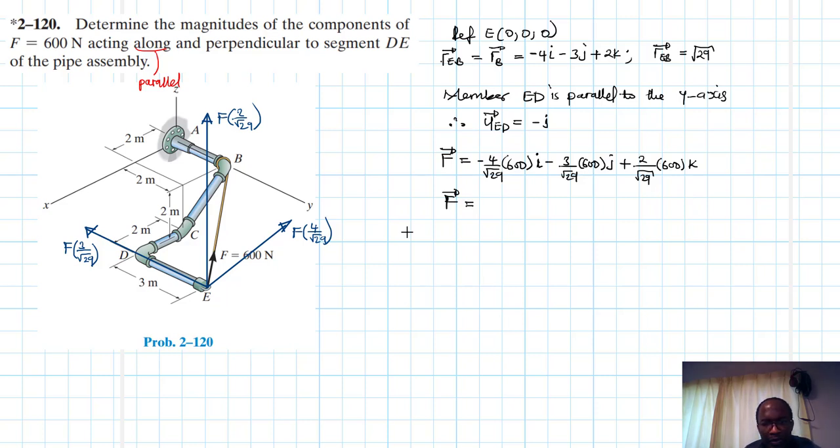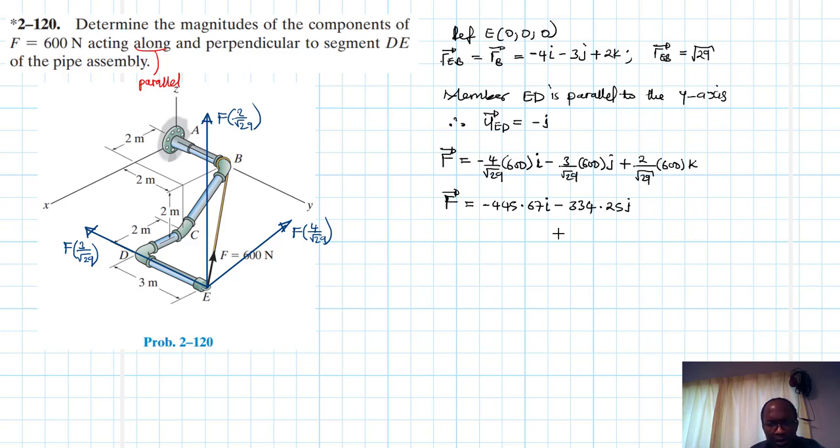Therefore our first vector is just going to be equal to minus 4 times 600 divided by root of 29. So this gives us minus 445.67i, minus 3 times 600 divided by root of 29. This gives us 334.25j.